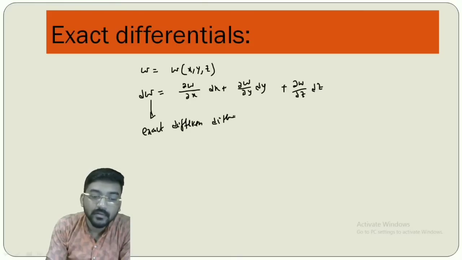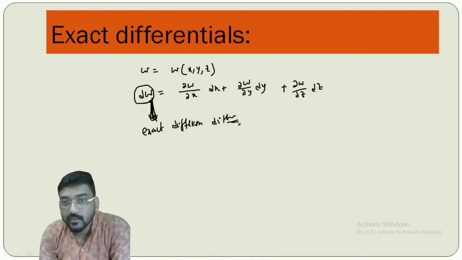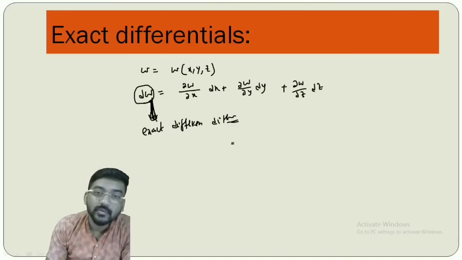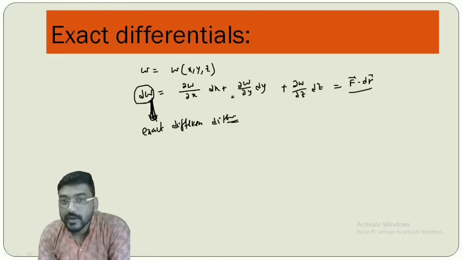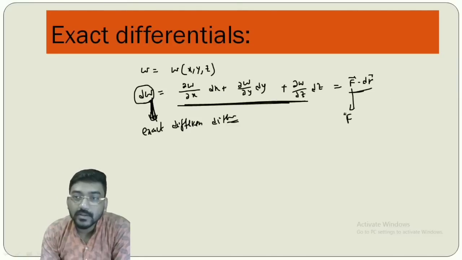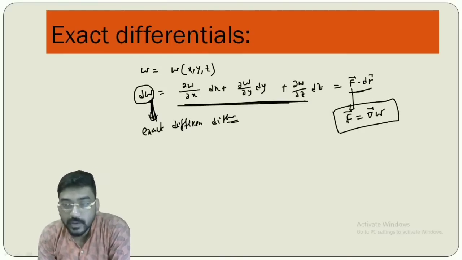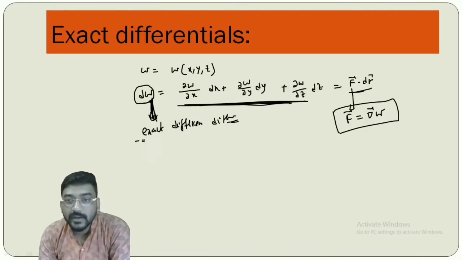We can tell that this dW is actually a total differential, but it is called an exact differential only when you get that this is nothing but f dot dr. This is just f dot dr, and this f dot dr can be written in this way only when f follows this relation, f is equal to the gradient of W. I have discussed previously that only when f follows this relation, f is equal to the gradient of W, then we will get f dot dr as this. So in this situation, this dW is called exact differential.